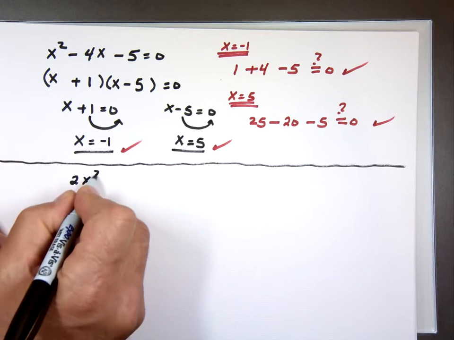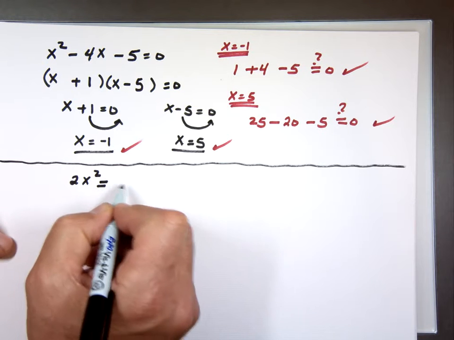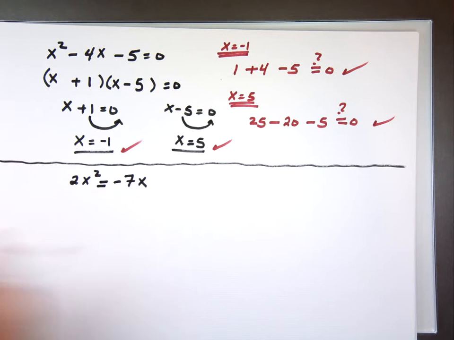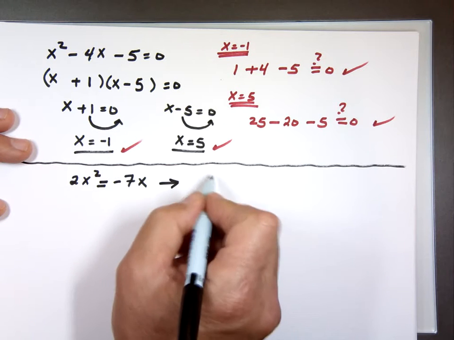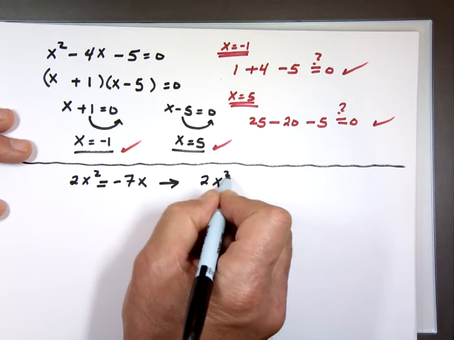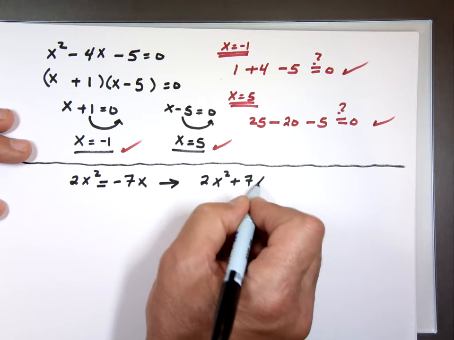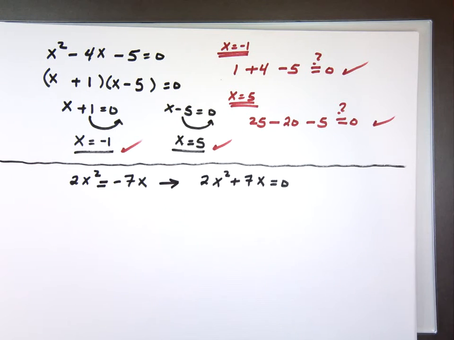2x squared equals negative 7x. What's the first step? Move to one side. Let's move them to one side. Bring the negative 7x to this side. It becomes positive 7x. You want that side to be 0. Always.